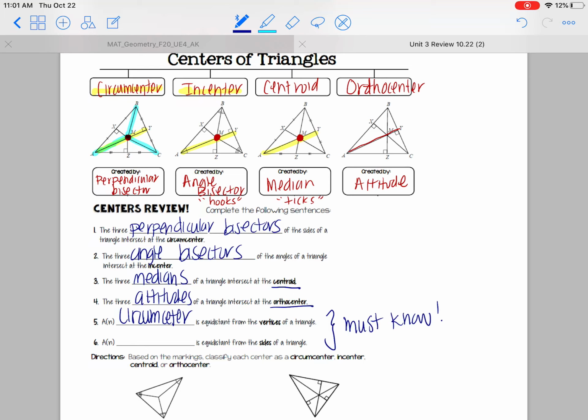Okay? And then we also know that there's a center of the triangle that will be equidistant from the sides. And that would be the incenter. So the incenter is the point that is equidistant from the sides. So this is equidistant from sides. And then this is equidistant from vertices. Super important that you know that.